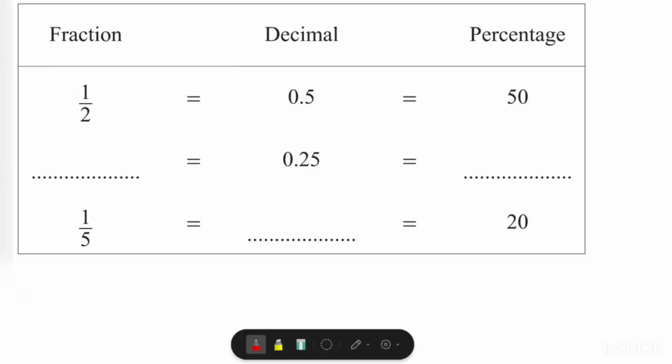In this video you can see that fractions, decimals and percentages are together here. We have to convert them into each other. So here the second row is for us. What is it? 0.25. So 0.25, there are two digits in the decimal part. You can see that.